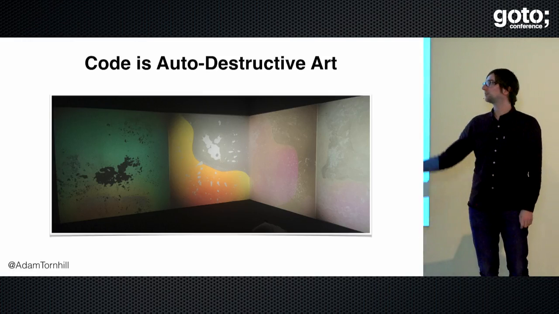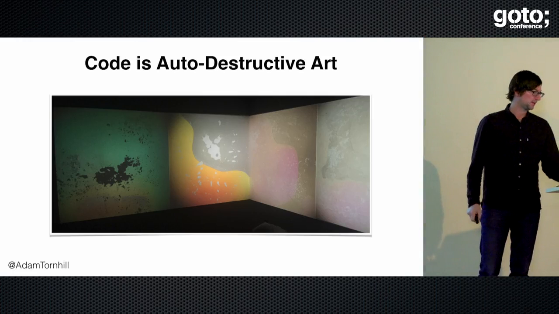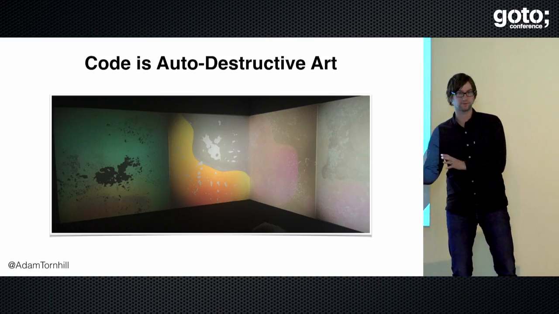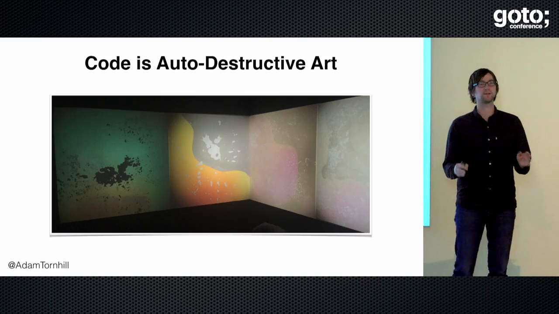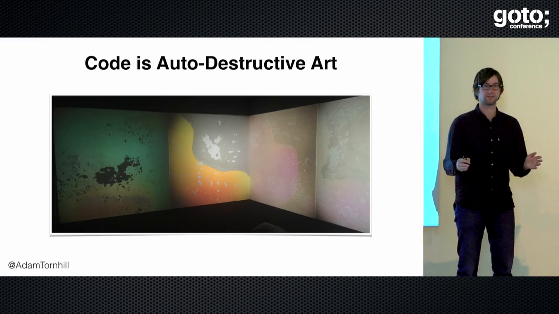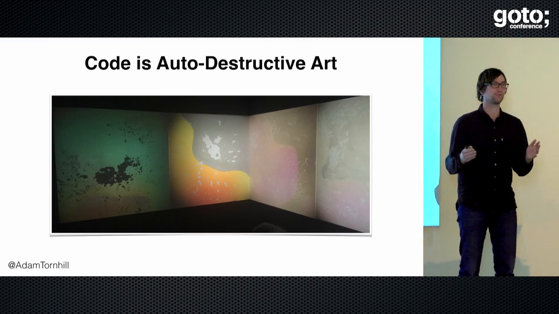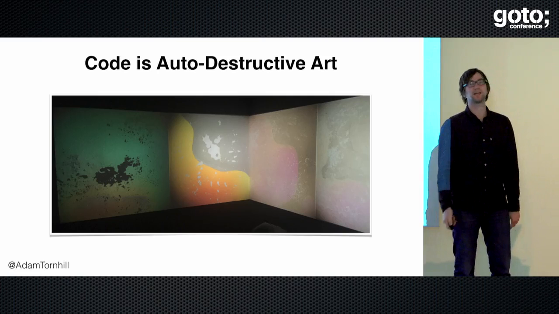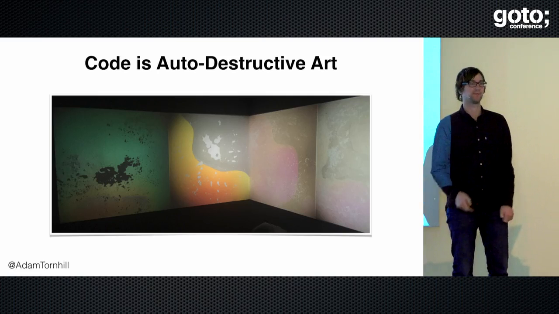However, the reason I say it's auto-destructive is because changes and new features often become increasingly more difficult to implement over time. And some systems just seem to reach some kind of tipping point. And beyond that point, they get virtually impossible to maintain. So how can we catch that? How can we detect that?